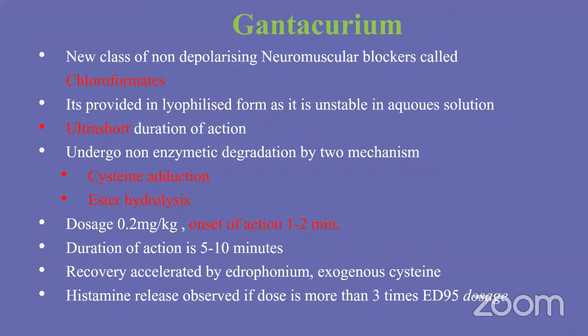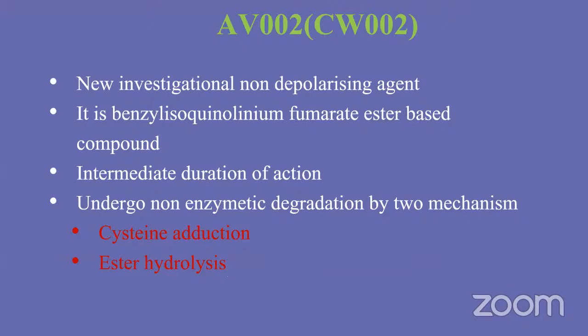Dosage is 0.2 milligram per kg. Onset of action is 1 to 2 minutes. Duration of action is 5 to 10 minutes. Recovery can be accelerated by edrophonium or exogenous administration of cysteine. Histamine release is observed if the dose is more than 3 times the ED95 dosage.